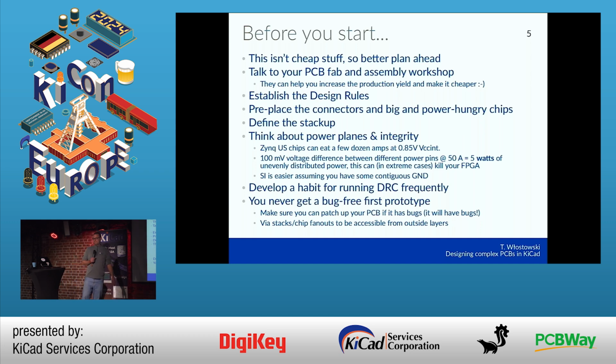Then place the connectors, place the power-hungry chips in particular. Make sure you have enough clearances and space for everything else around them. Why is this important? Power planes and power integrity in general. Take the example of the Zynq UltraScale chip that is on that board, well, this is a small one, ZU4, so it's not that much of a power hog, but let's say bigger Zynqs, they can easily eat 50 amps from a 0.8 or 0.85 volt power rail.